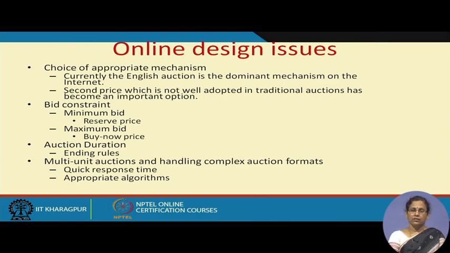But now, because the facilities are available and the buyers and sellers need not be coming together in one place, it has now become possible. So, English auction now has become a dominant mechanism over the internet. Now, second price auction, which was not adopted well in the traditional auction setting, has become an important option with little modification. Then bid constraints are added with much ease, like while setting up the auction, the minimum bid value and maximum bid value are shown online.